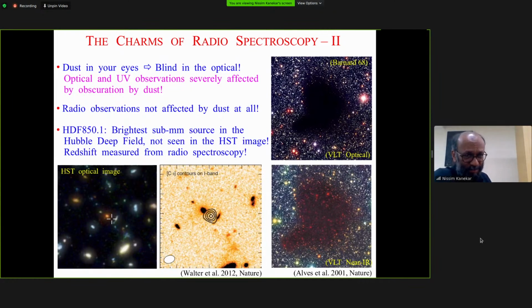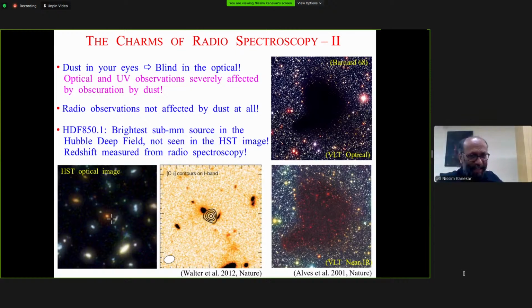And just to emphasize this, I thought I'd show you an image of what is called HDF 850.1. HDF stands for the Hubble Deep Field. The Hubble Deep Field was, until recently, the deepest optical image ever made. And you say, okay, this is fantastic. This is the deepest image you could make with the Hubble Space Telescope. But this region of the sky was also observed in the submillimeter. And in the submillimeter, they found this spectacularly bright source. Submillimeter is about 300 gigahertz.